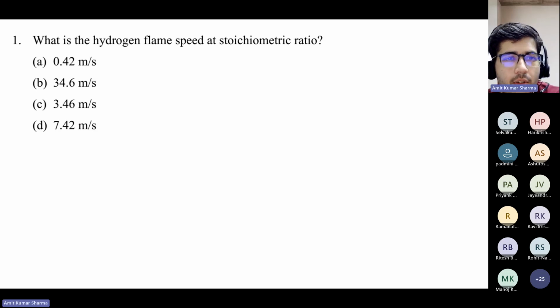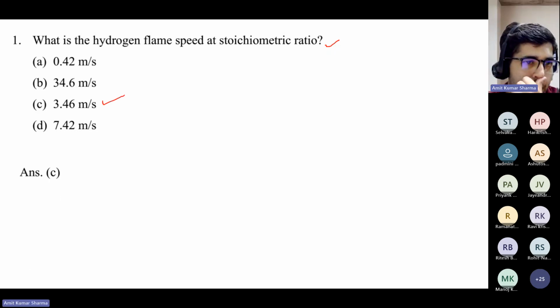And what is the hydrogen flame speed at stoichiometric ratio? These are direct questions from the actual database, so we cannot discuss this question. The direct answer is 3.46 meter per second.